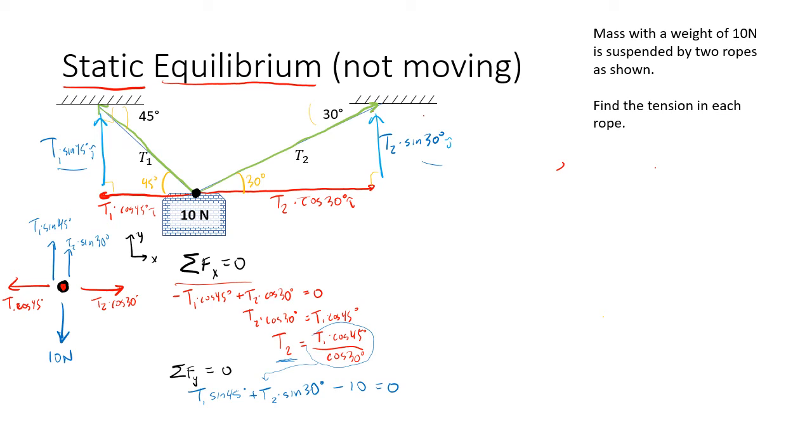Let's do this in green. We're looking at this equation, and we're going to substitute in. So we have T1 times the sine of 45 degrees plus, now remember, we're going to sub in what we have for T2, which was T1 times the cosine of 45 degrees.